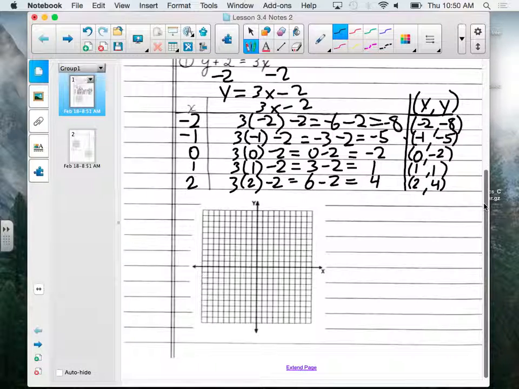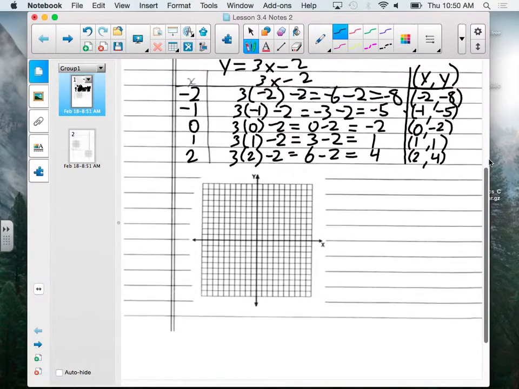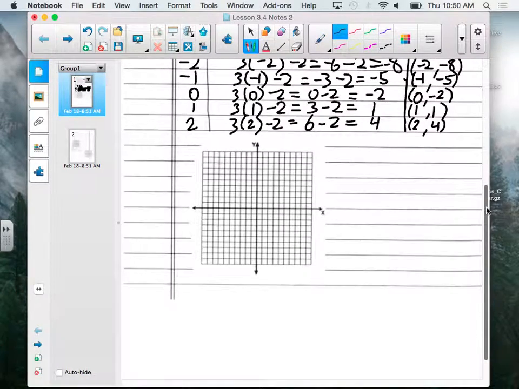Alright, looks like everyone's done. Your ordered pairs look like mine? Cool. Then, now we have to graph the points, don't we? Okay. So, negative 2, negative 8 is our first one, right? Go left 2 because it's negative, and then go down 8. There's your first one.